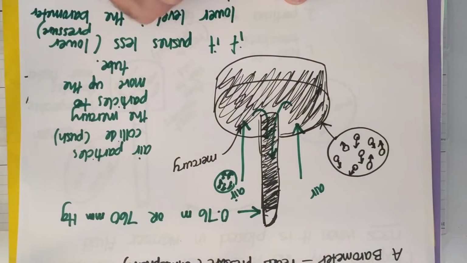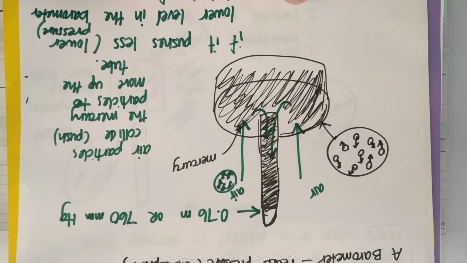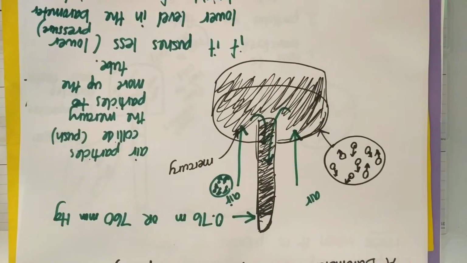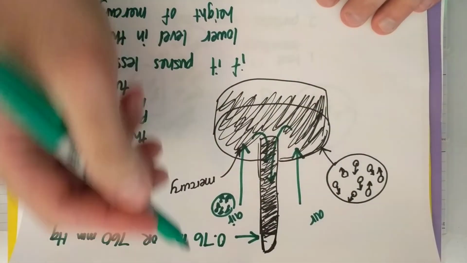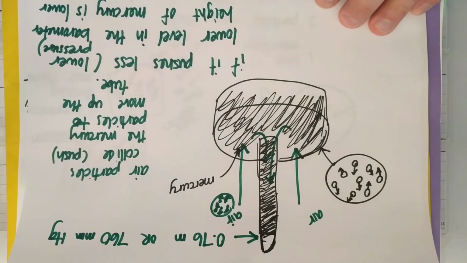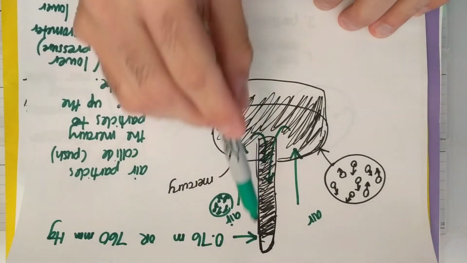So the height of mercury is lower. If somehow atmospheric pressure was pushing more, would the height increase or decrease? Well, if somehow the atmospheric pressure was pushing more, the height should increase.